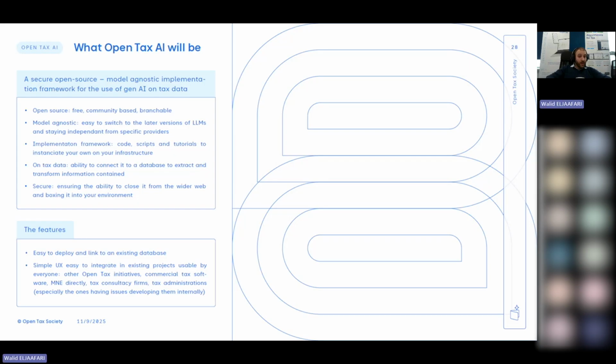And so the features that we expect to put there are an easy to deploy LLM generative AI, either a chatbot, or we are still working on it, that will be able to connect to the existing databases. We will implement that on each of the Open Tax initiatives, as well as a generic chatbot. And finally, we will build the UX that comes with it. So you will also be able to use the UX that we will build.